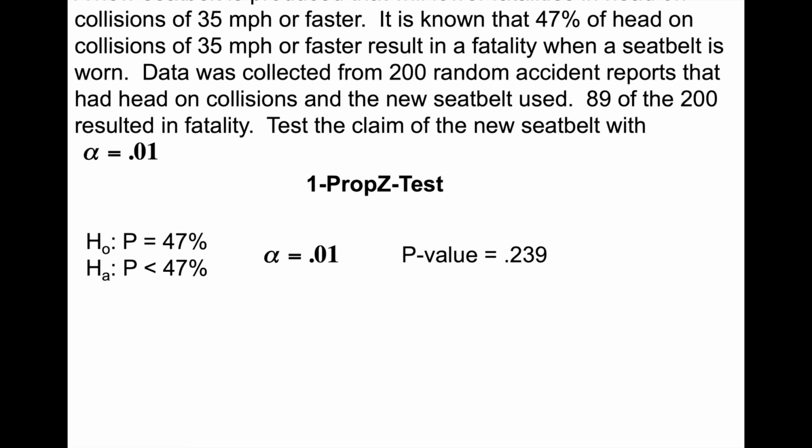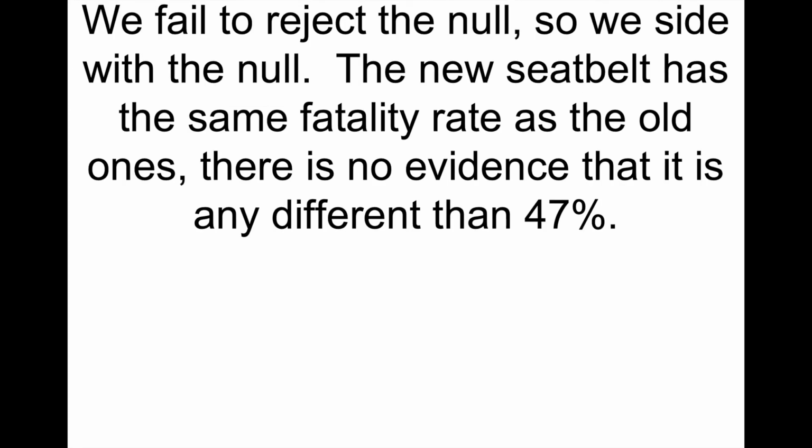Okay, so here is all of our information, and the same judgment as before. If p-value is less than alpha, we reject the null. If p-value is greater than alpha, we fail to reject the null. So 0.239 for our p-value is greater than our alpha level of 0.01, so we're going to fail to reject. We fail to reject the null, so we side with the null. The new seatbelt has the same fatality rate as the old one. There is no evidence that it is any different than 47%. Okay. So we did not find evidence to say that the new seatbelt dropped it. So we're going to say that it's going to stay about the same as the 47%.